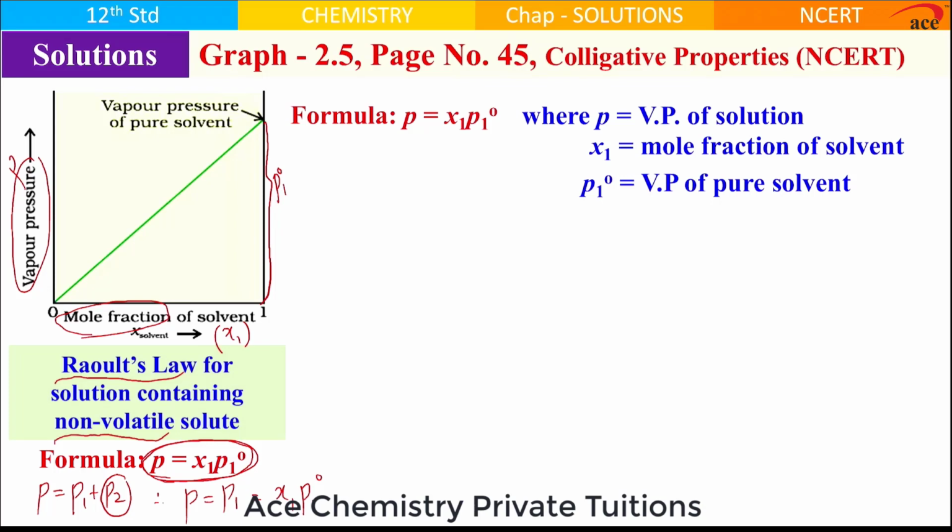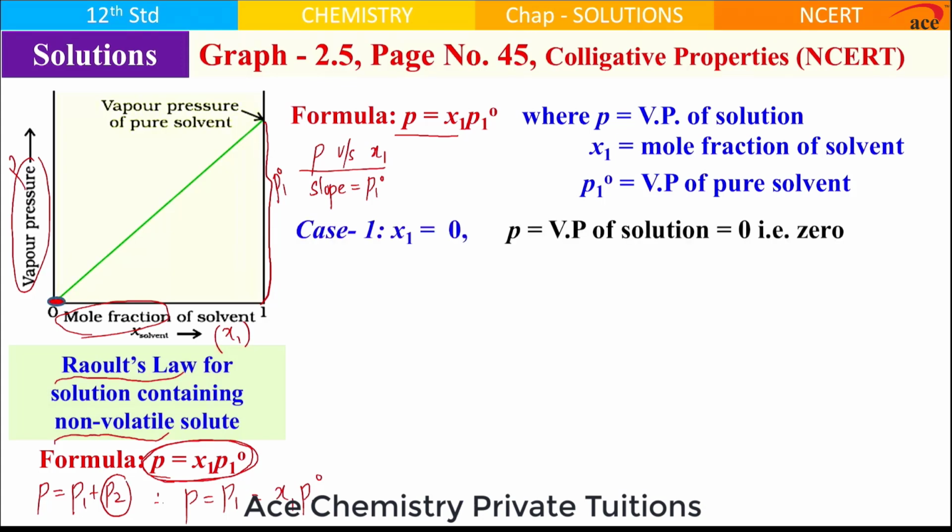So what type of graph do you get between P versus x1? It's a straight line passing through the origin, where the slope of that line is P1 naught. So the slope of this line, remember, is P1 naught. If you take case 1, which is at the origin, x1 is 0. If you put x1 as 0 in this formula, what will be the value of P?